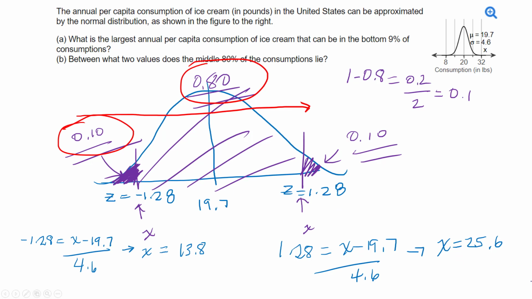So again, seems logical. 13.8 is below 19.7, 25.6 is above 19.7.